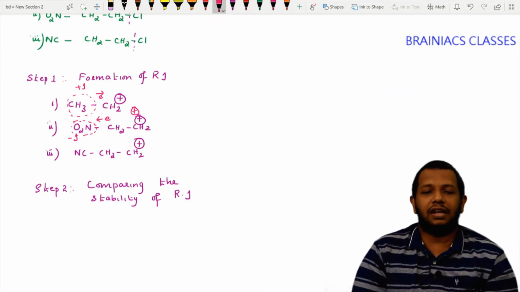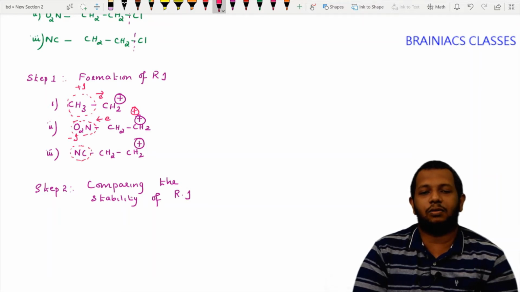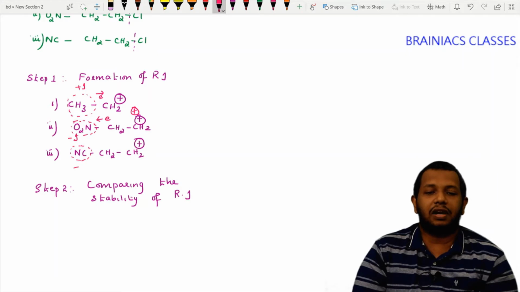Now if you see the last one, a cyanide group is connected. See, from right to left, it is cyanide. So it is also having minus I effect. So electrons will move in this direction and the positive charge will keep on increasing at this point.